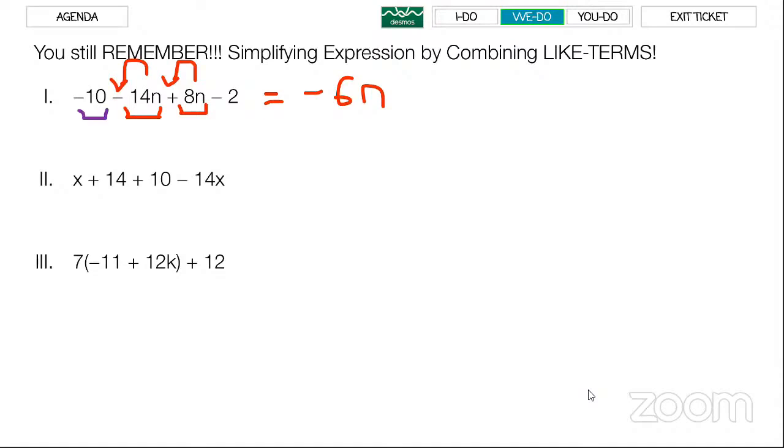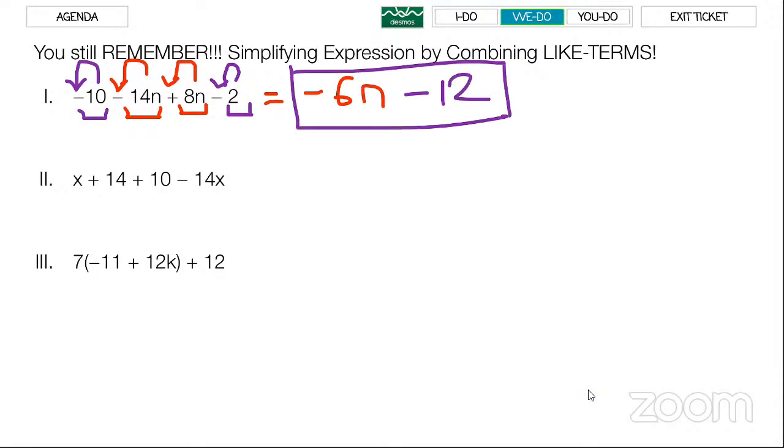So the next one, it's the numbers. You have 10 and you have 2. Take a look at what sign you have in front of them. There is a negative sign in front of 2. There is a negative sign in front of 10. So negative 10 minus 2, that would become negative 12. This is the simplifying expressions. We're going to do this when we solve equations, if we see like terms in the equation.